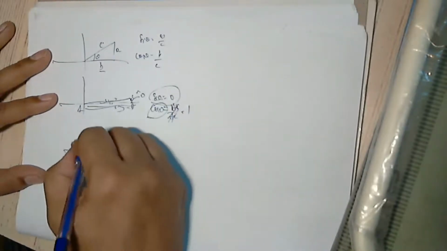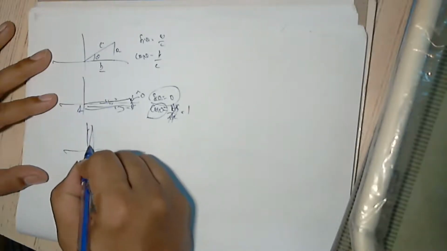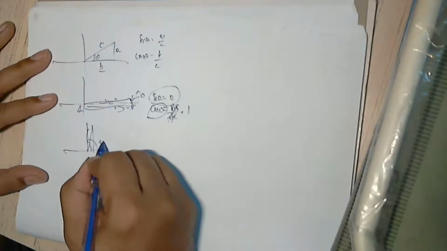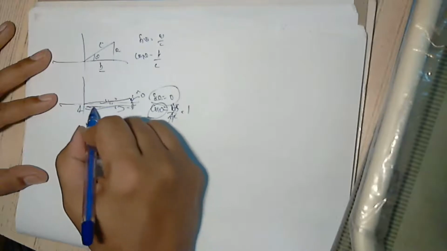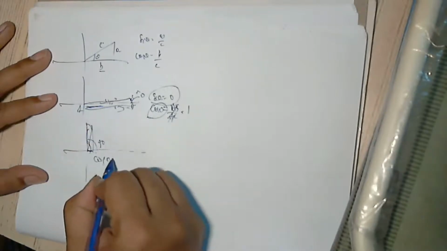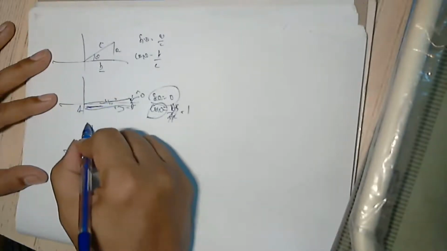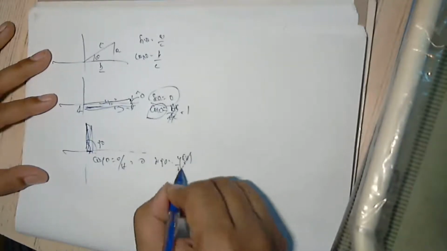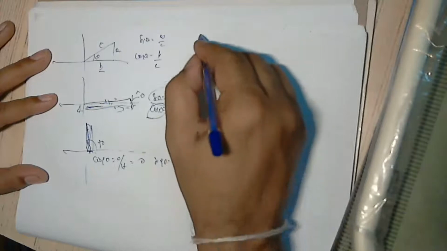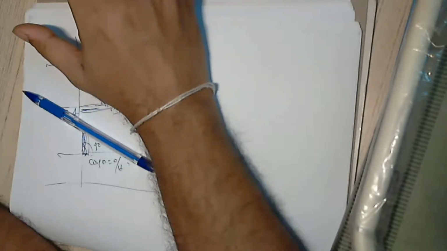Now if you take 90 degrees, this is 90 in total. As it goes up, your x component is 0. That means the adjacent side is 0. So cos 90 is 0 by hypotenuse, which is 0. But for sine 90, the hypotenuse becomes the vertical side. So y by hypotenuse, where y is equal to hypotenuse, they get cancelled and it is 1. These are the fundamental angles.